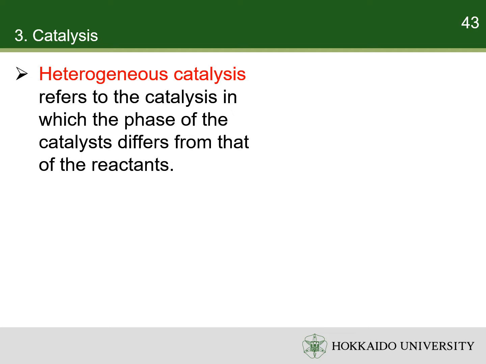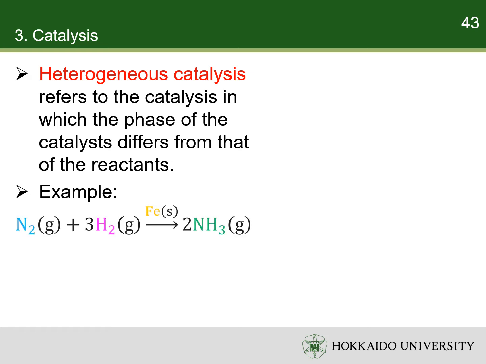In heterogeneous catalysis, the catalyst is in a different phase from the reactants and products. The reaction occurs at or near the interface between the phases. Usually, the reactants and products are still in a dispersion phase, while the catalyst is in a solid phase. For example, the production of gaseous ammonia from gaseous hydrogen and nitrogen catalyzed by solid iron is a heterogeneous catalysis.